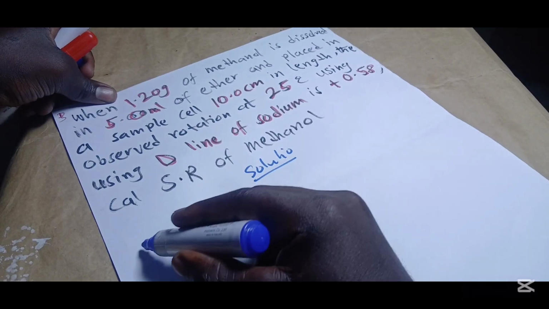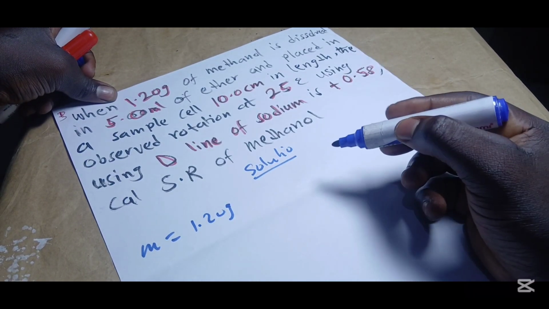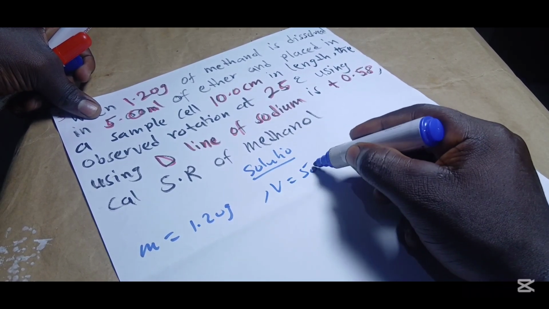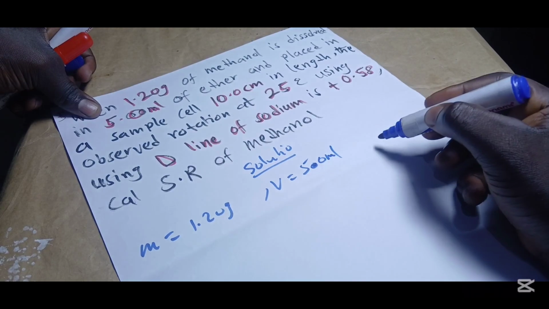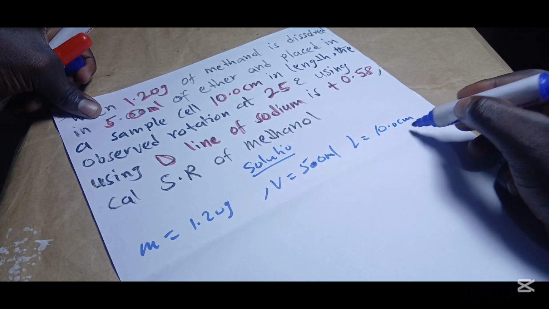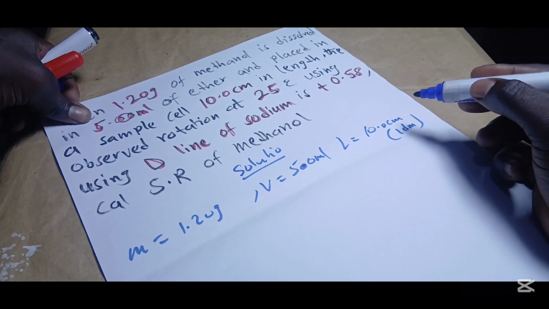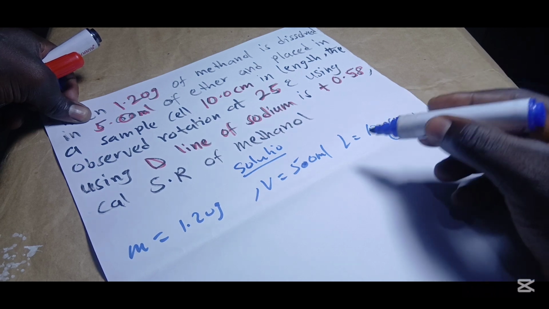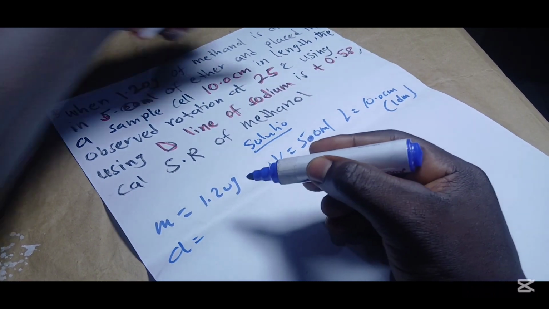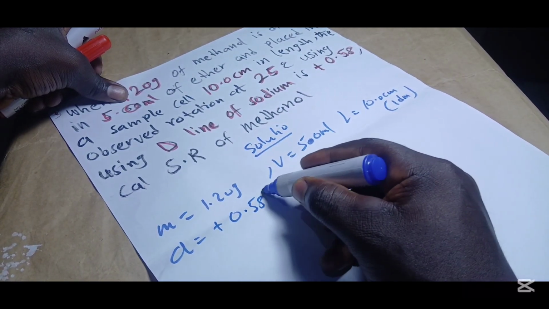Mass is given. We have mass given to be 1.20 grams. And we have volume given to be 5.0 ml. And we have L given to be 10.0 centimeters, which is 1 decimeter if we convert it to decimeters. And then we have observed rotation given to be plus 0.58 degrees.